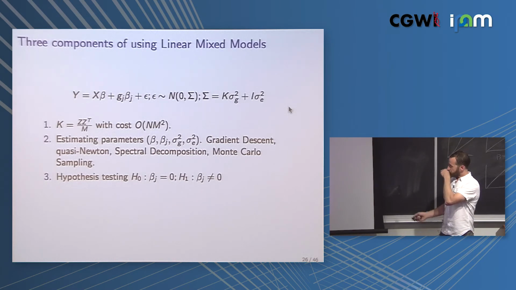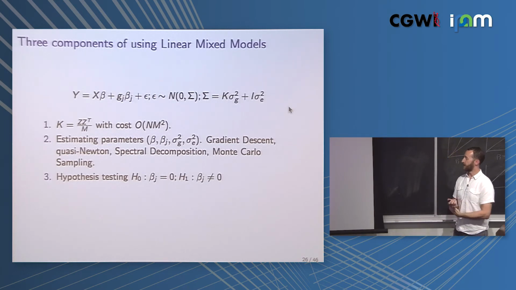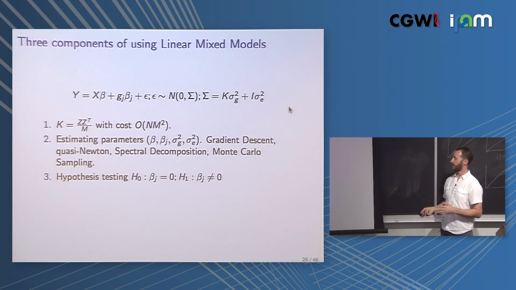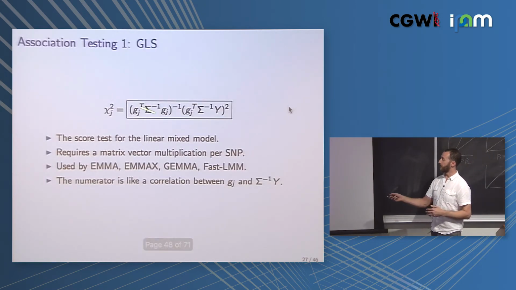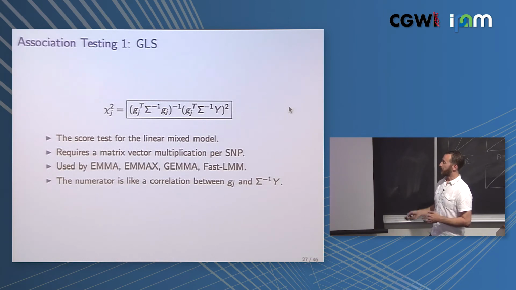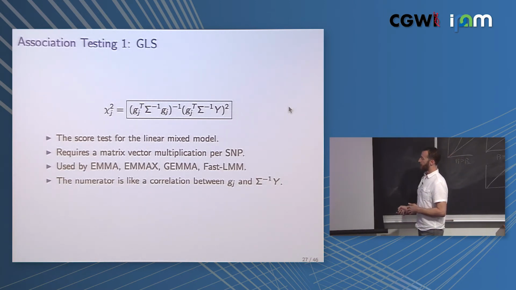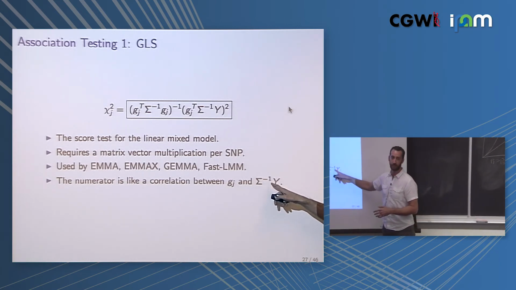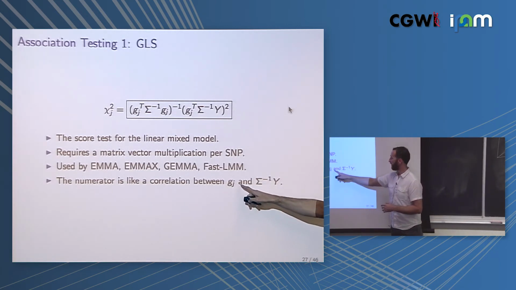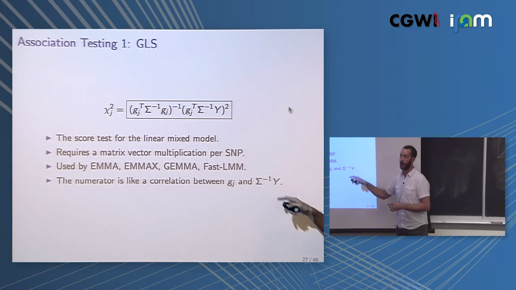So now we have described the three different approaches: gradient descent, the spectral decomposition, and the Monte Carlo sampling. And I'm going to talk a little bit about hypothesis testing because this is also an expensive part of the procedure. So this is the score test that I wrote down.